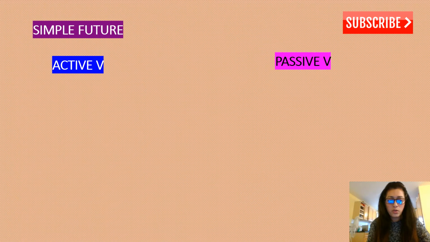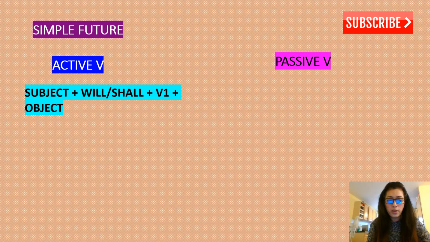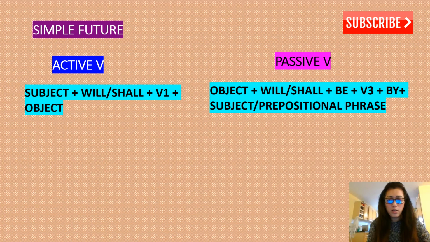Now talking about the simple future, we use simple future passive for actions or events that will happen in future, like tomorrow or next week, a month, a year, in 2022, 23, and so on. Now the formation will be an active voice subject plus will or shall with V1 and object, and on the other hand the passive will be object plus will shall plus be with the verb third form and by with the subject or prepositional phrase.